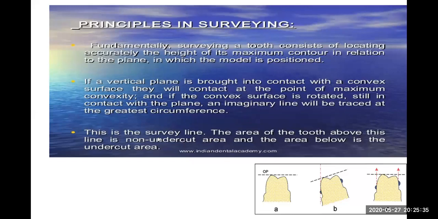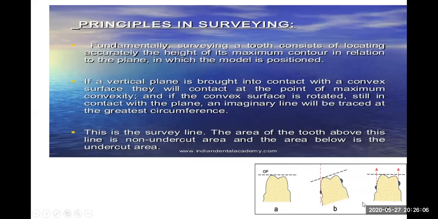So this is the survey line. The area of the tooth above this line is called the non-undercut area, and below is the undercut area. Now let me get it a little clearer. If you look at the image here, here you can see the occlusal plane. Now that is a tooth for you. This tooth was bent in relation to the occlusal plane, and here it is a straight one.